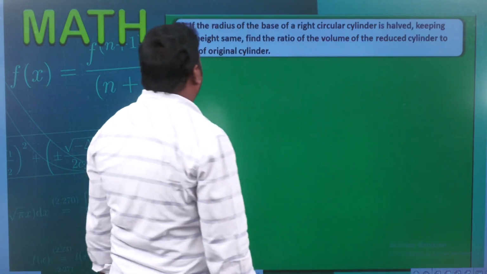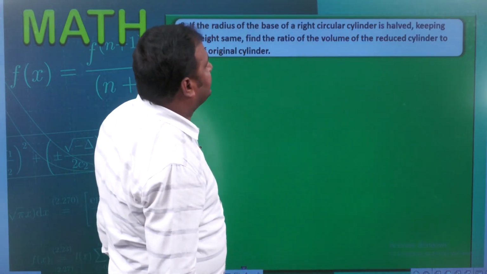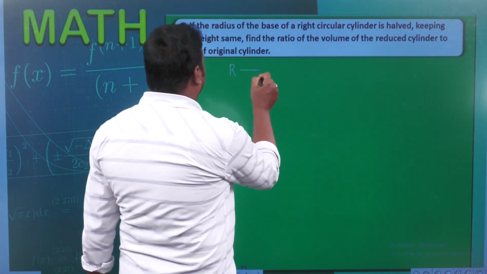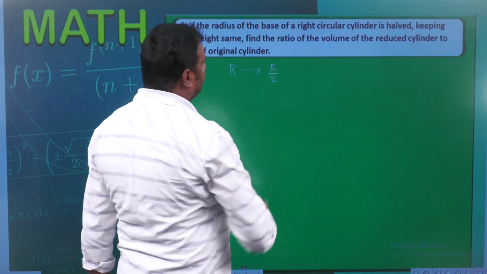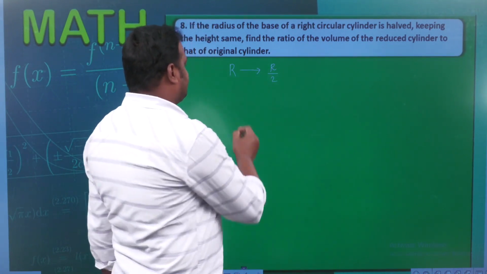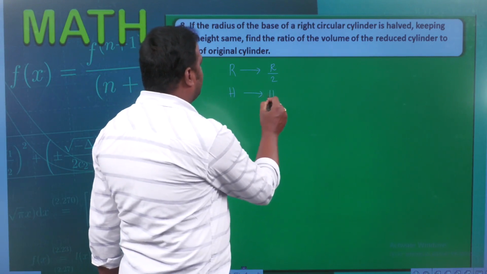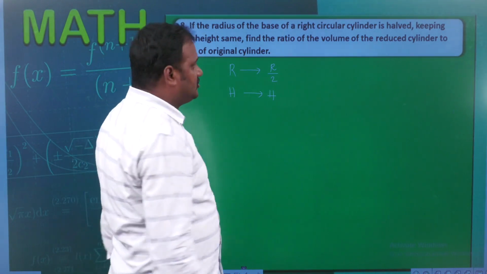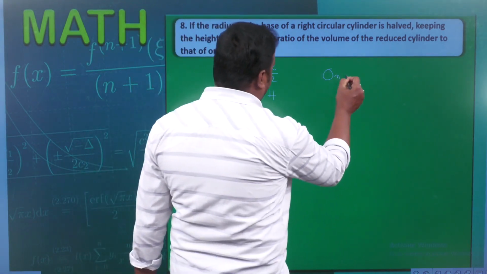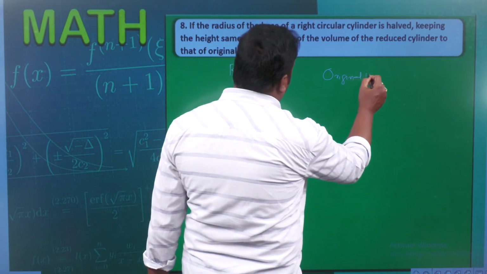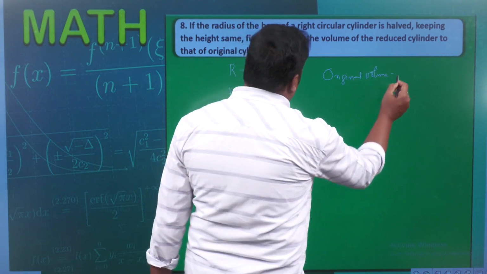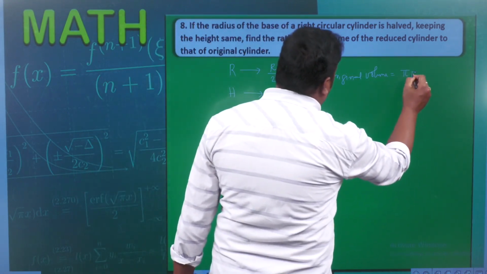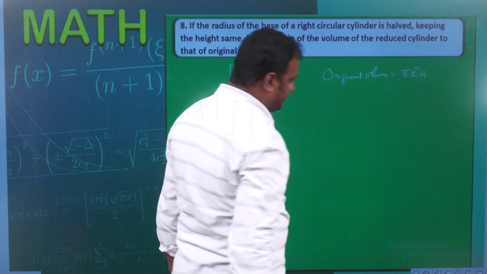Coming to the next one, if the radius of the base of a right circular cylinder is halved, so radius will become r by 2, okay, keeping the height same, so h remains h. Find the ratio of the volume of the reduced cylinder to the original cylinder. So first of all, original cylinder means original volume. So original volume is going to be, we are talking about a cylinder, volume of the cylinder is equal to pi r square h. This is original, okay.